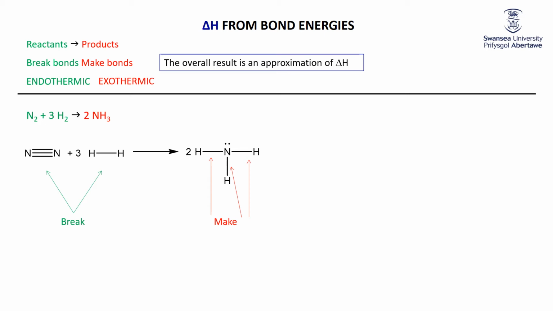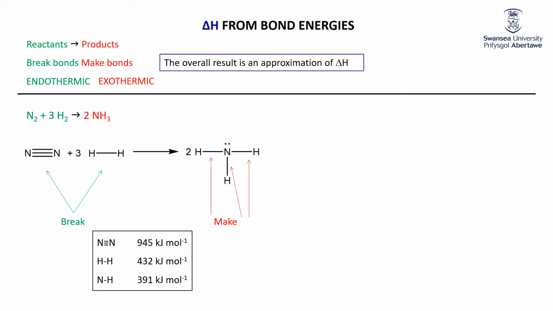Now, looking at our table of bond energies, and of course I'd have to give you these, the energy of a nitrogen-nitrogen triple bond is 945 kilojoules per mole. You expect that to be big because it's a triple bond. Hydrogen-hydrogen bond, 432. Nitrogen-hydrogen bond, 391. So we can get these values from our table of bond energies.